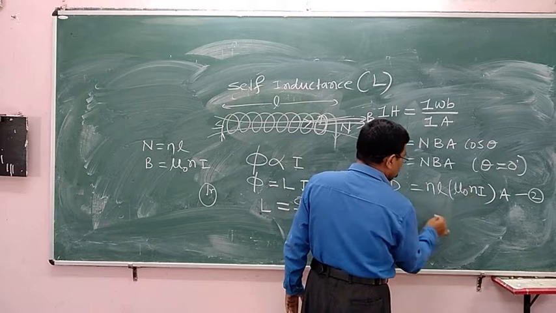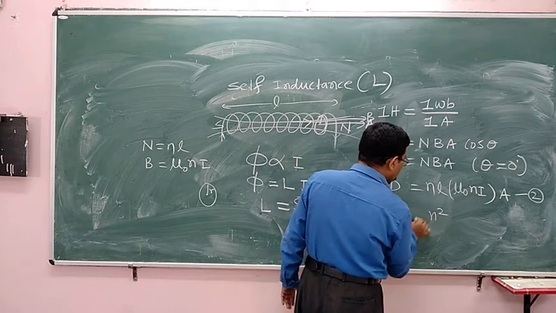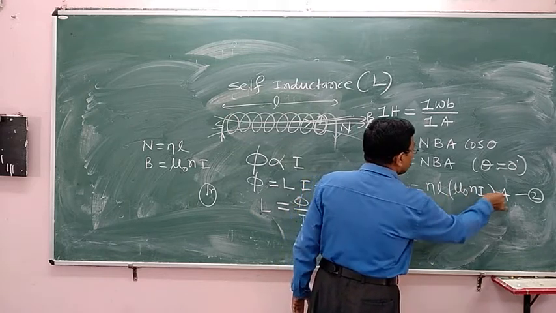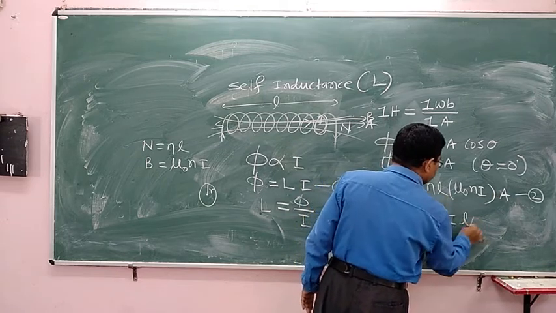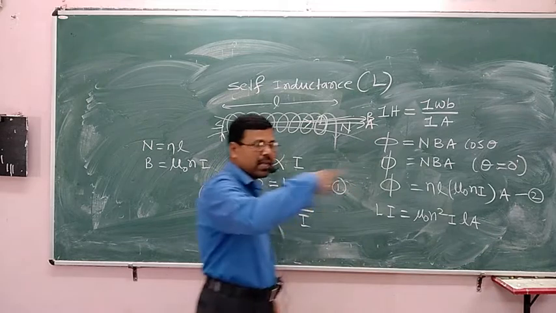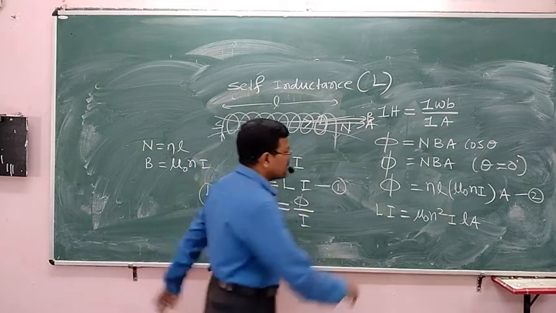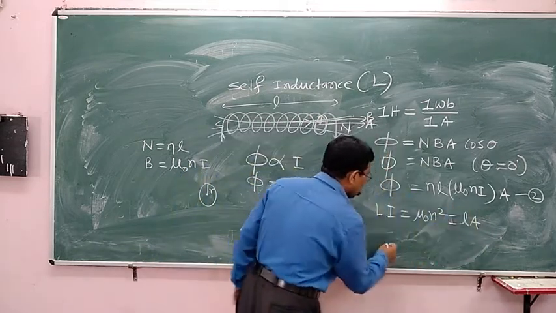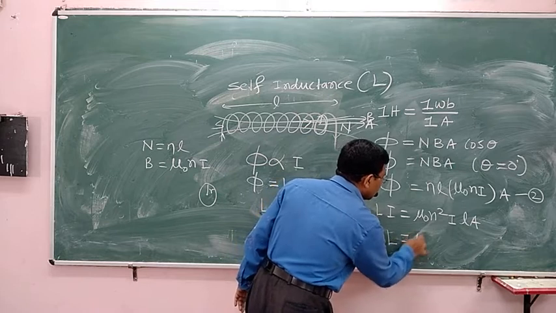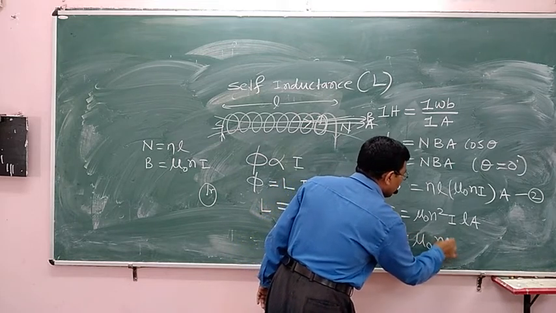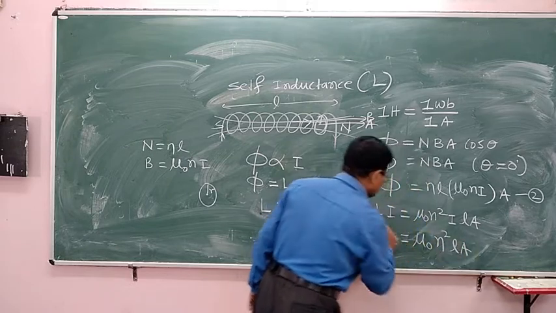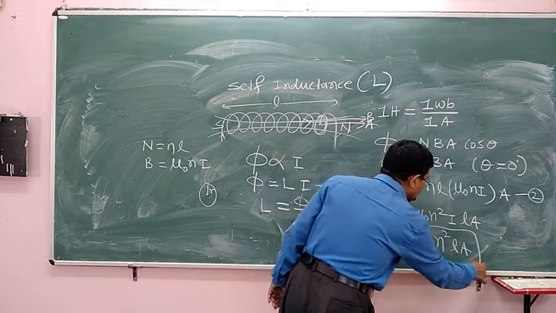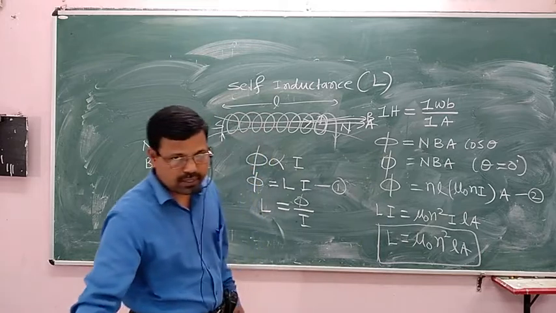Then comparing 1 and 2, we can write that L i is equal to n into n is n square, then mu naught, then I, then l A. Here I and I cancel. What we get is L is equal to mu naught n square l A. This is the equation for self-inductance.